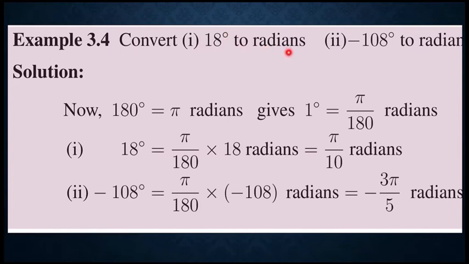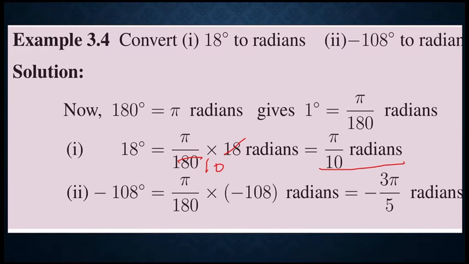Convert 18 degrees to radians. The given formula is 180 degrees is equal to pi radians. That implies 1 degree is equal to pi divided by 180. We need to convert 18 degrees to radians. As we know, 1 degree is equal to pi by 180. 18 degrees is equal to pi by 180 into 18. So 18 and 18, 180 will get cancelled. So 10 times, right? That is equal to pi by 10 radians.